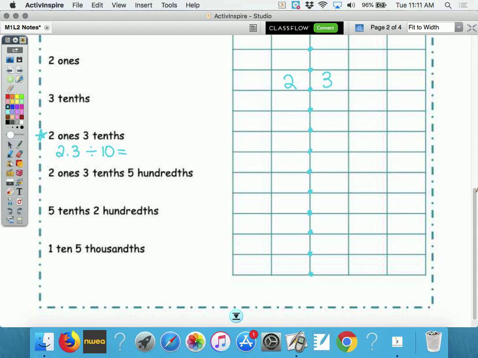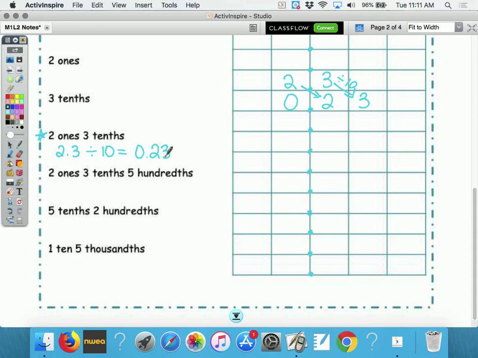Okay, which way do I move my digits? Right. To the right. How many place values? 1. Why? It's only 1 zero. Only 1 zero in 10. Okay? So we have for an answer 0.23.